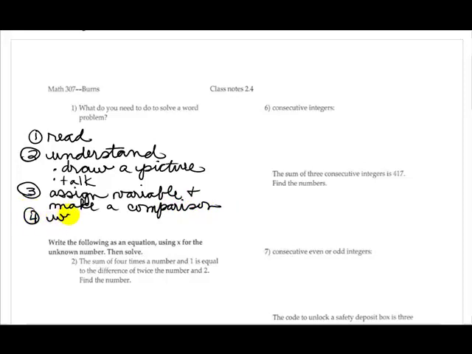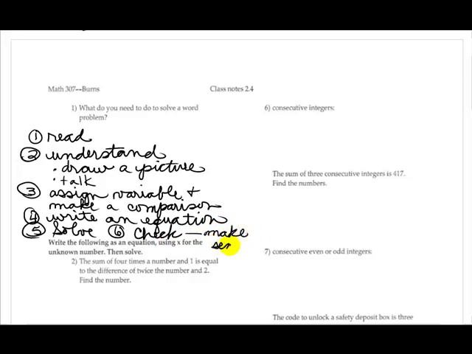Then we're going to take the information and write an equation. 5, we want to solve it. And 6, we've got to check it. And with word problems, checking, it's got to make sense. And did you answer the question? So keep these things in mind as we go through here.